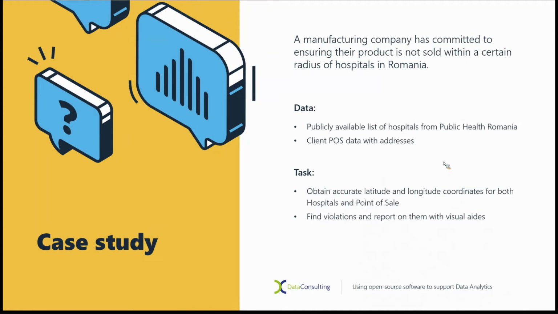Once we've got the results, we want to report on them with some kind of visual aid, maybe a dashboard, to help the auditors understand what's going on. For this case study, we've set the limit at 2.5 kilometers. We've also used dummy point of sale data just to keep everything nicely anonymous, so you may notice that some of the business names are fairly un-Romanian.